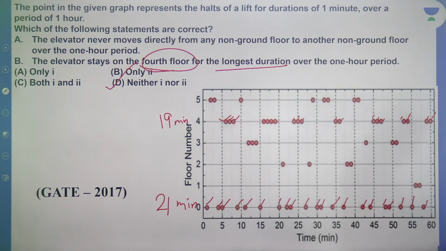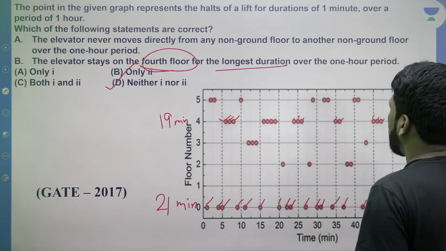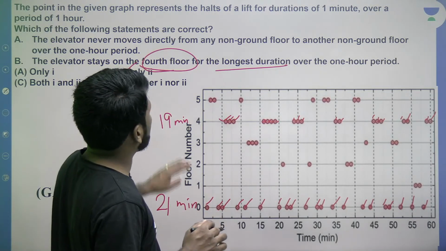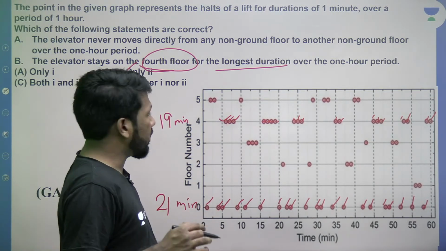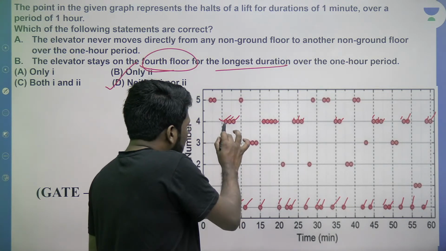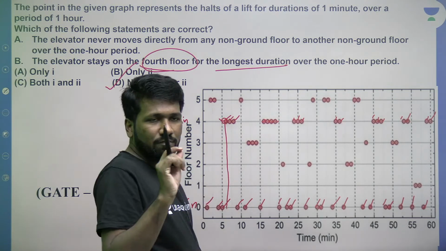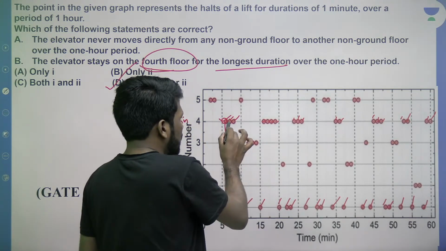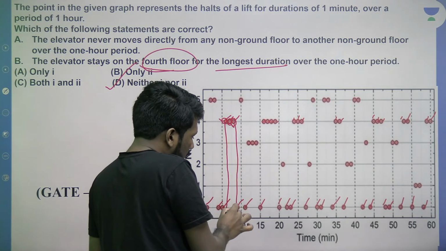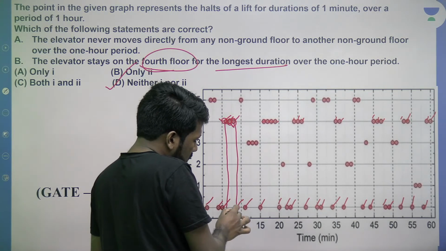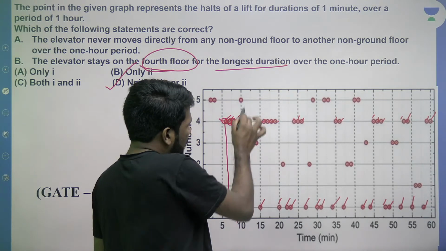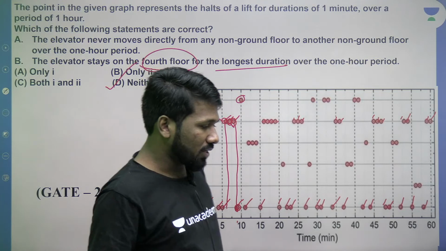Meanings of the different numbers. The dot means 1 minute. The lift has stopped at that floor for 1 minute. On the 6th minute, it was 6 to 7, that 1 minute fully it was on the 4th floor. 7 to 8 also it was on the 4th floor. 8 to 9 also it was on the 4th floor. Then it came down to the ground floor. That is the 9th minute, 8 to 9 minute, it was on the ground floor. Again in the 10th minute it was on the 5th floor, 9 to 10 minute. That is the meaning.